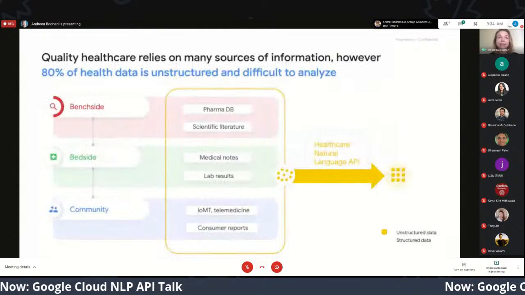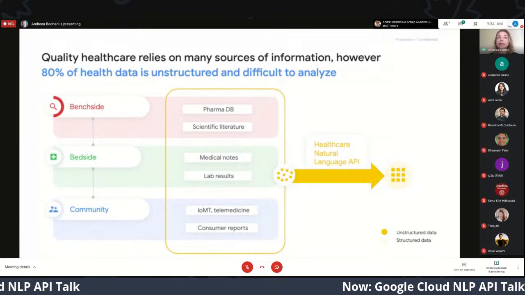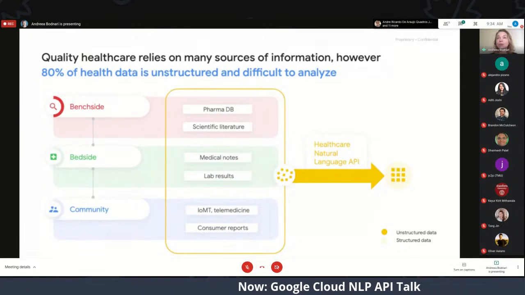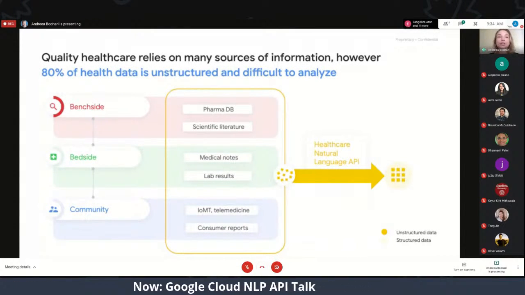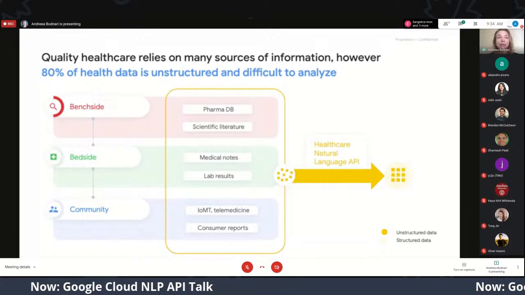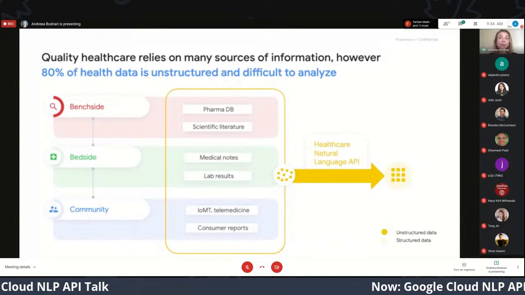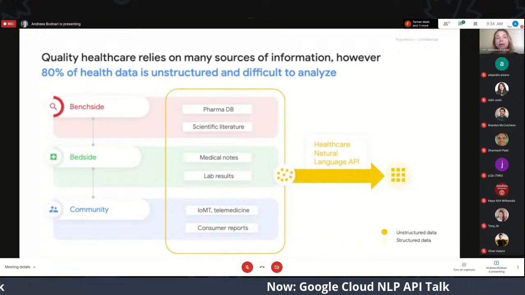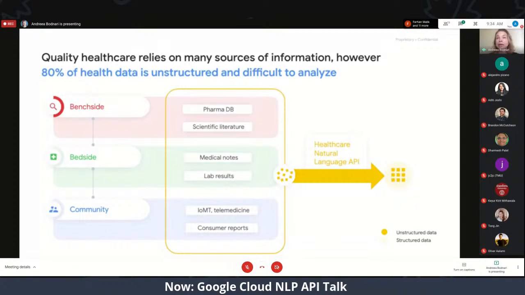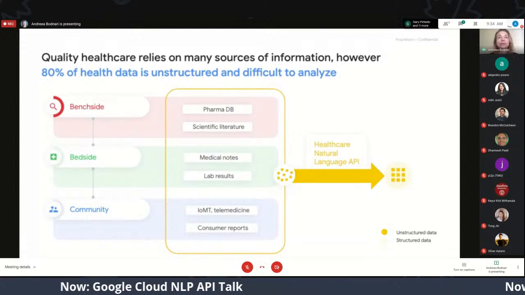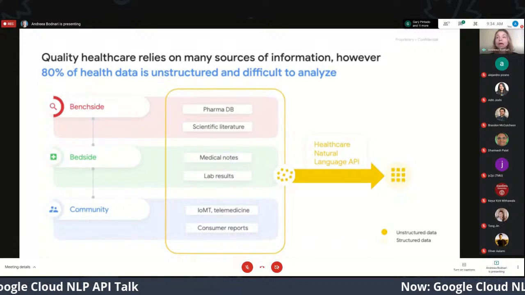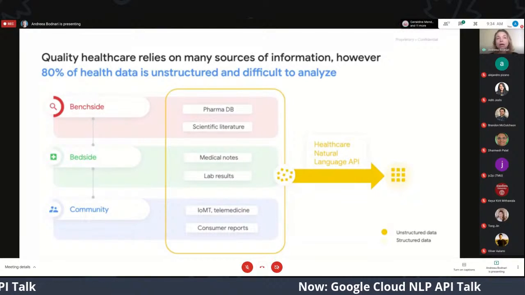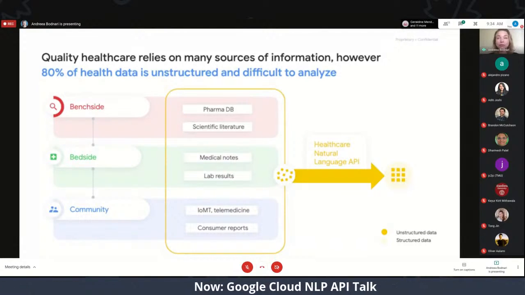With that being said, we all know that quality healthcare relies on many sources of information, some of which are generated at the bench side, others at the bedside, and more and more in the community. However, 80% of this health data is unstructured, in written form, and because of that, it's difficult to analyze at scale. At the bench side, we're talking about scientific literature.